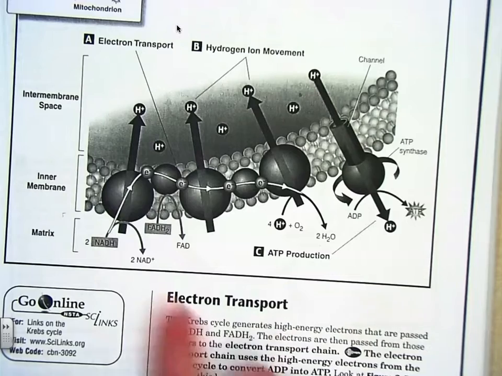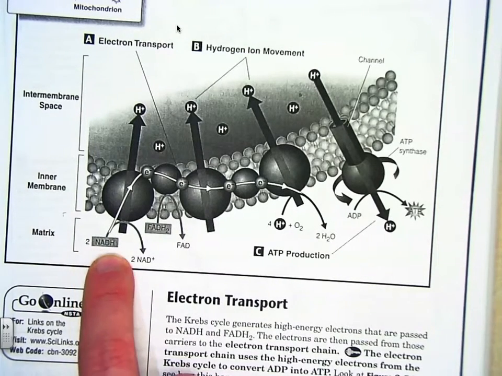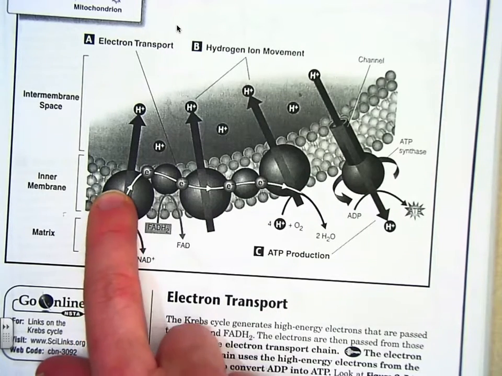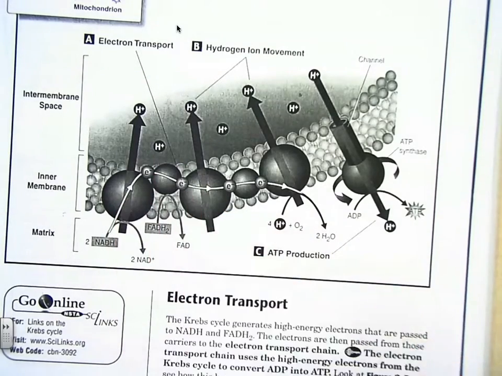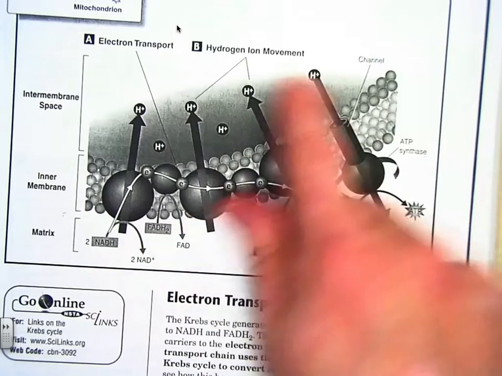Alright, so here comes in two NADH molecules. Those high energy electrons are passed into the proteins of the electron transport chain. As they're passed in, the individual proteins pump in hydrogen ions. Here's one, here's one, here's one, here's one.